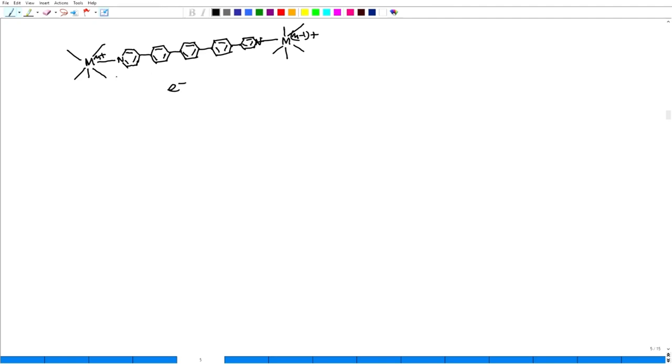Electron will be transferred from here to here. I made a mistake, it will transfer from here to here, this side. Because this is a higher oxidation state, and that is lower oxidation state. So it can go from here to here, like that, if I put some more electrons on this side.